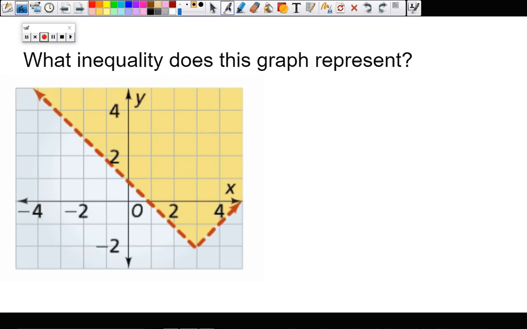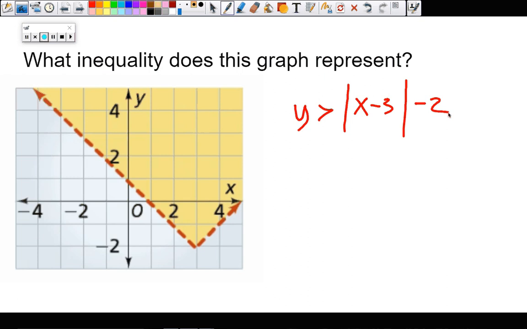Alright, so now raise your hand if you want to tell me what the answer to this one is. Go for it, Aaron. Y is greater than the absolute value of x minus 3. Guys, you guys are killing it. And I knew that you were going to learn this fast because your transformations are strong.